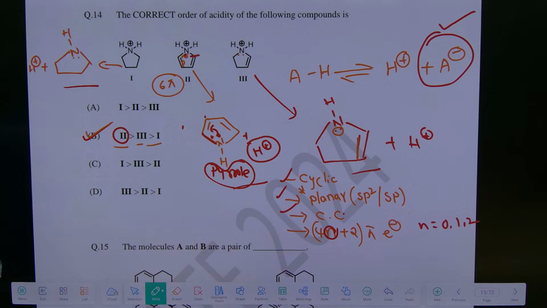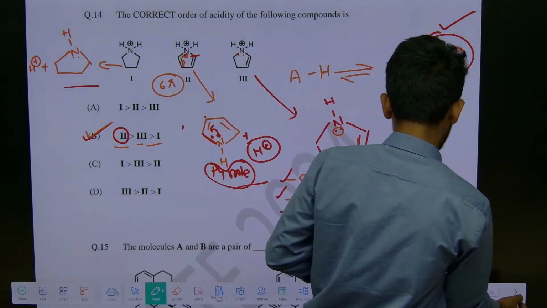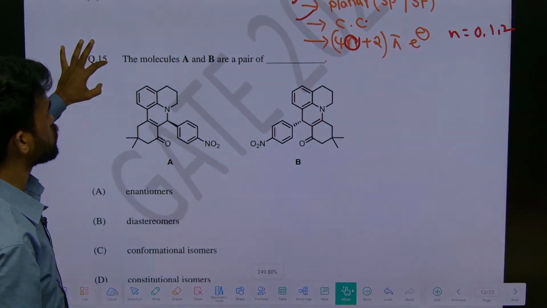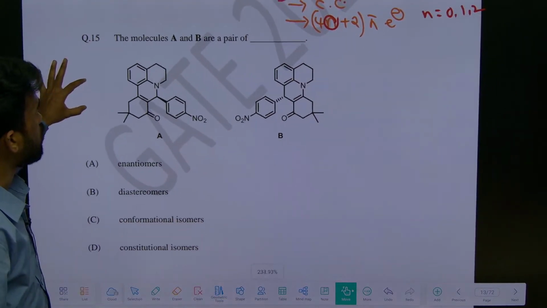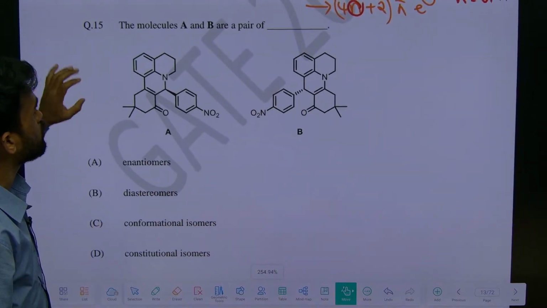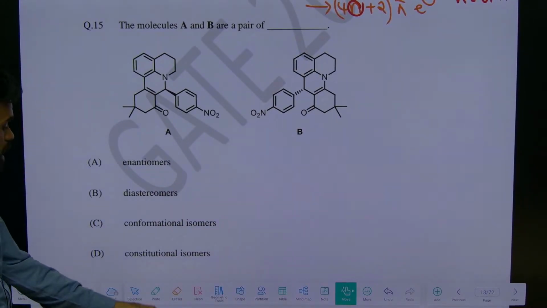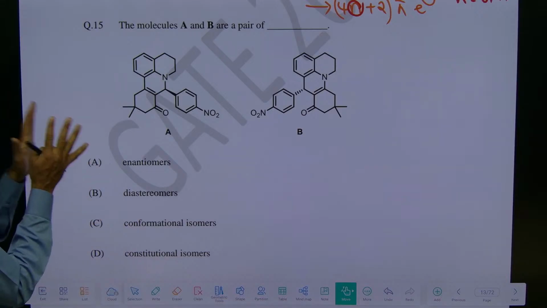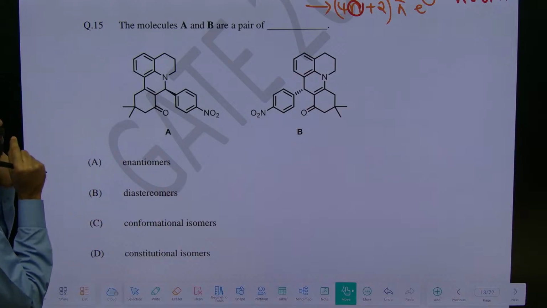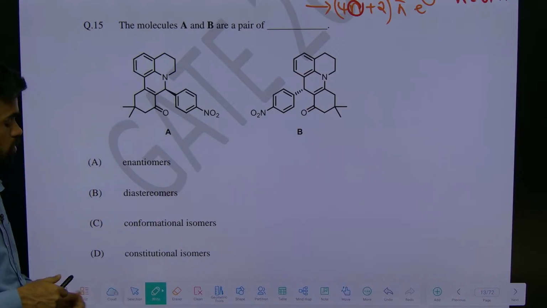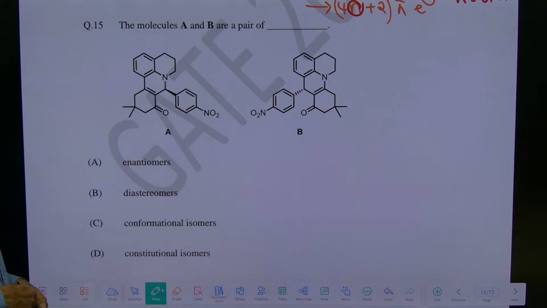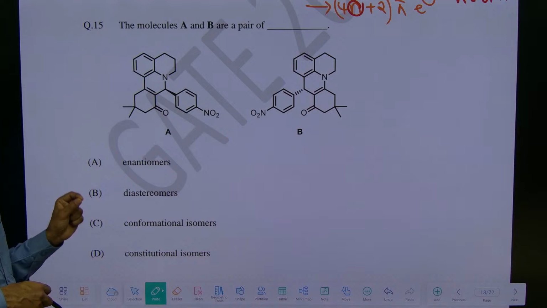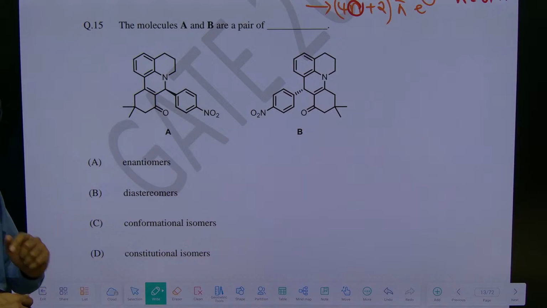The next one. Now look at this question. They are saying molecules A and B are a pair of what? They are asking what the relation is between these two compounds. Please observe them very clearly. Just identify and tell me what makes the difference between them. Position of, it's correct.